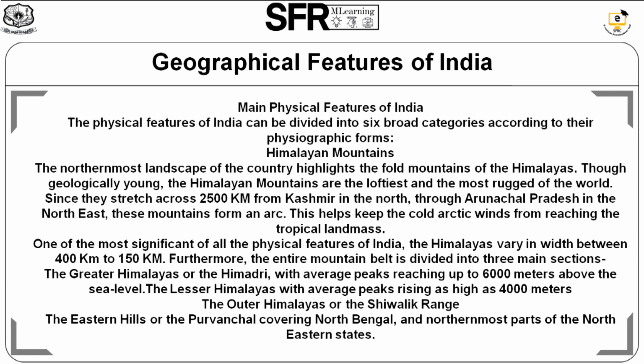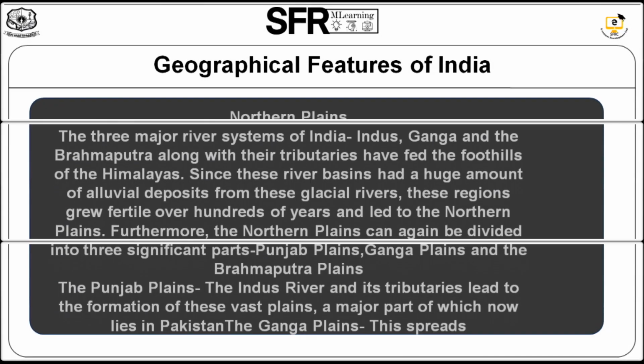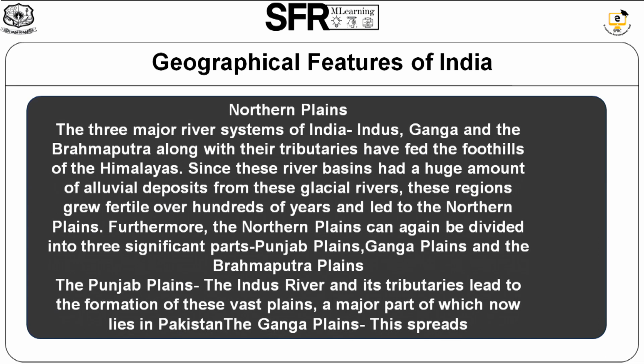The eastern hills are the Purvanchal, covering North Bengal and the northernmost parts of the northeastern states. The next important geographical feature is the northern plains. The three major river systems of India, that is the Indus, the Ganges and the Brahmaputra, along with their tributaries, have fed the foothills of the Himalayas.